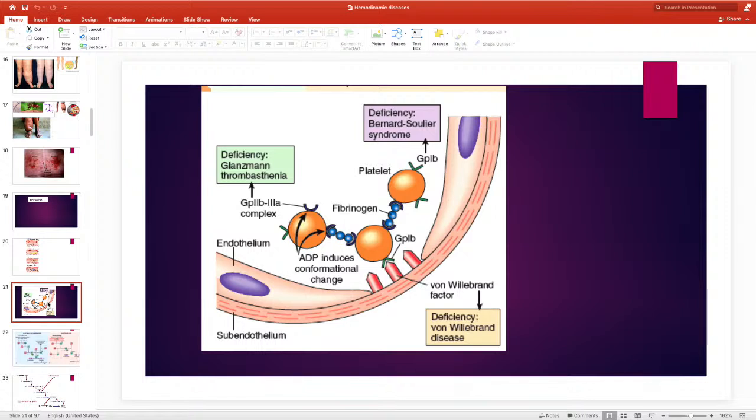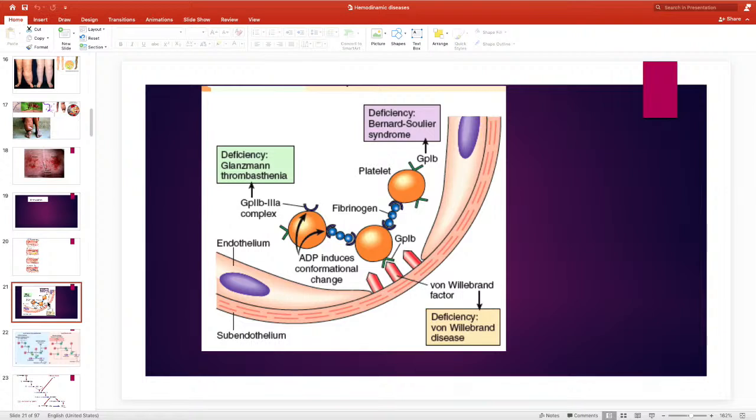But if you order a blood test, the only abnormality you will see is prolonged bleeding time. Partial thromboplastin time will be normal, prothrombin time will be normal, and the only abnormality you will see is prolongation of bleeding time. Always remember, these two genetic disorders you have to know are Glanzmann's thrombasthenia and Bernard-Soulier disorder.